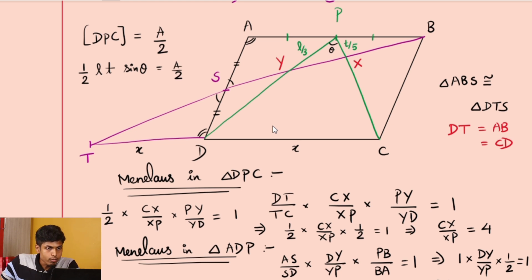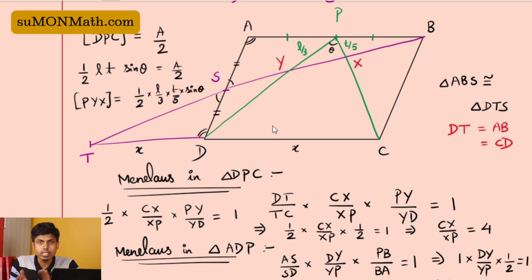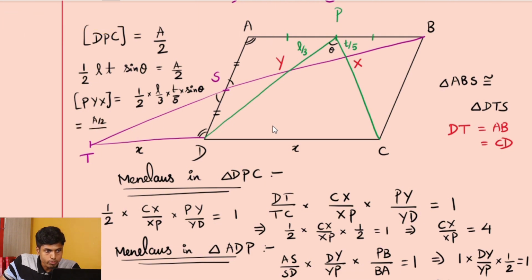Now, area of PYX will be, by the same logic, half into L by 3 into T by 5 into sine theta, because the angle is the same. This renders the area as A by 2 upon 15, therefore it is A by 30. So, we get area of PYX to be A by 30. Let's also shade that for more clarity.